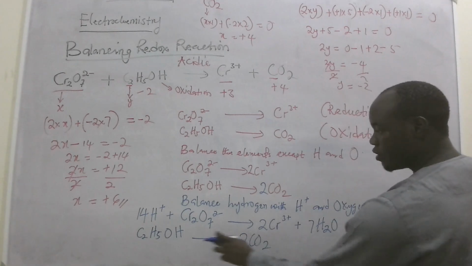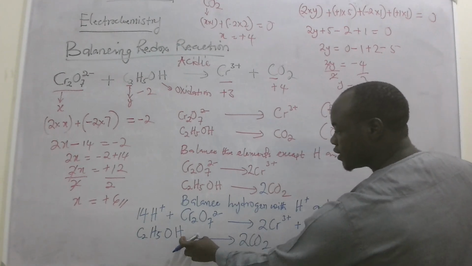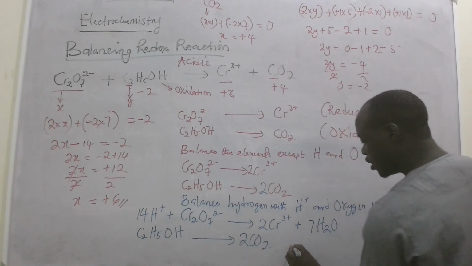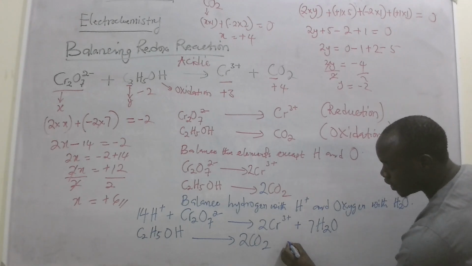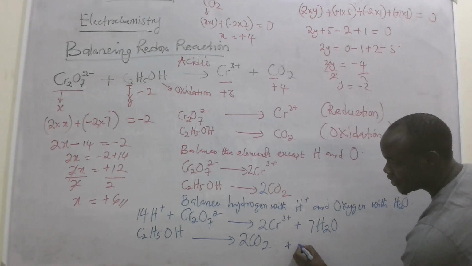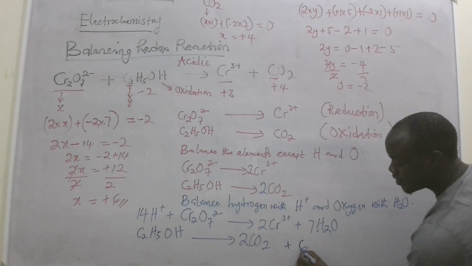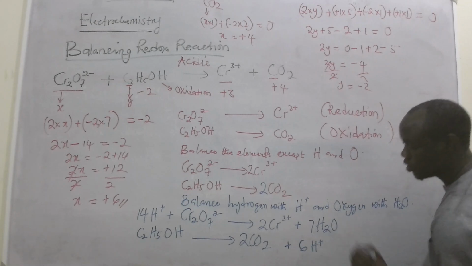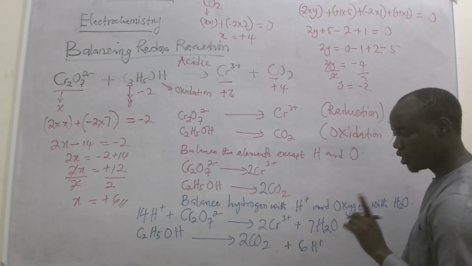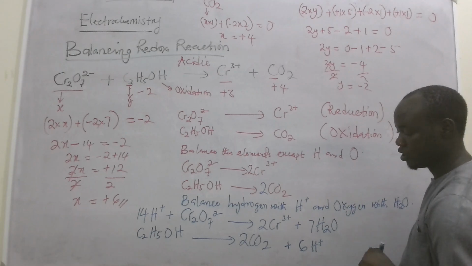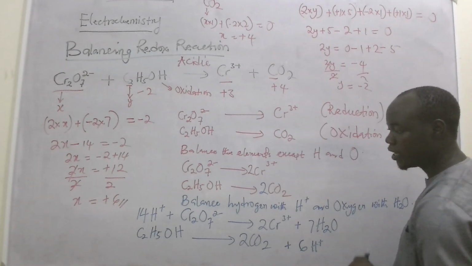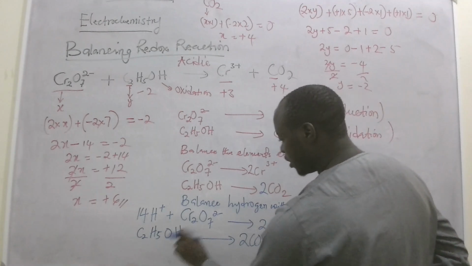Now we have 6 hydrogen atoms here. So therefore here we are going to add plus 6 hydrogen ions. But of course we have to balance the number of oxygen atoms. How do you balance it?